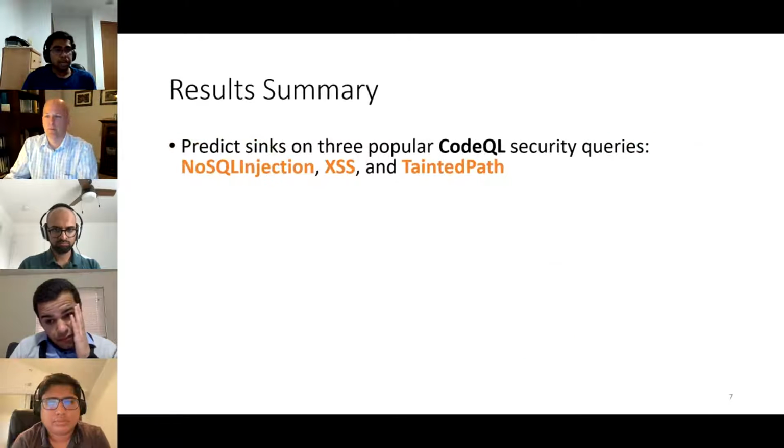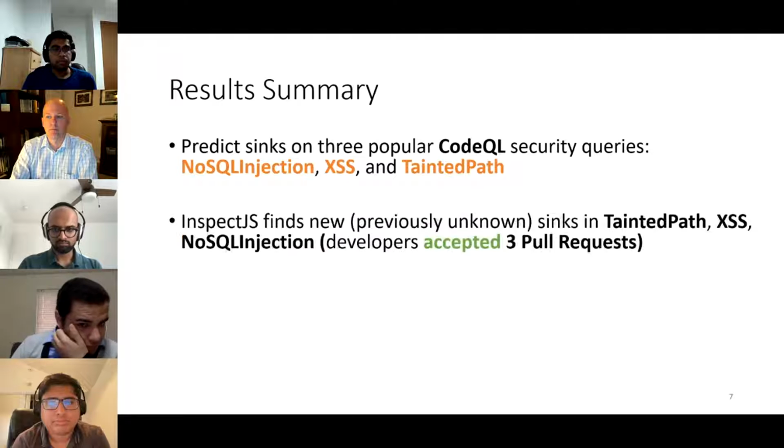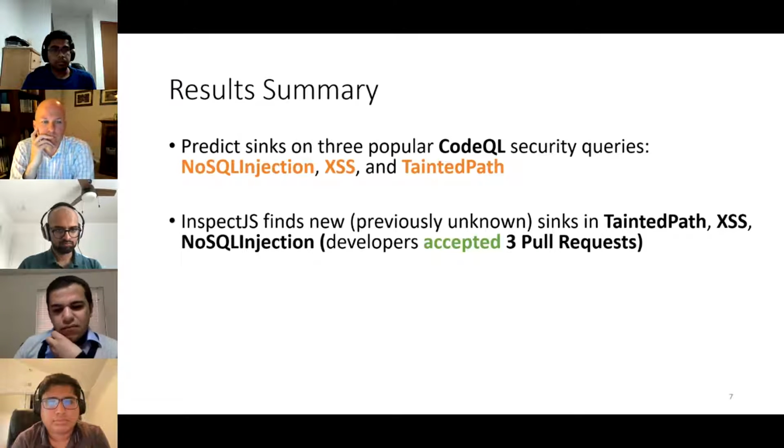Let me now quickly summarize the results that we had in the paper. So we used Inspect.js to predict sinks in libraries from three popular CodeQL security queries: NoSQL injection, XSS, and tainted path. Using Inspect.js, we were able to find new sinks in all three queries. And using our predictions, we sent 3 pull requests to CodeQL developers to augment the existing models with new sinks.